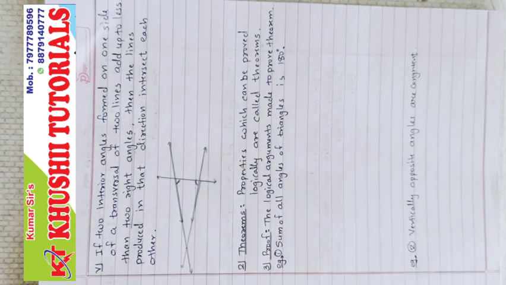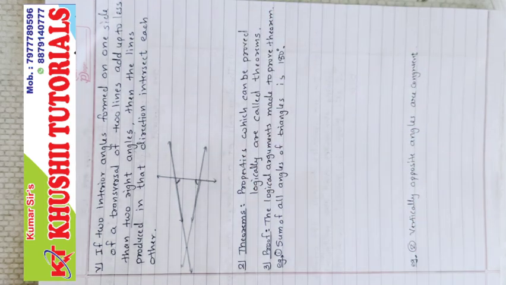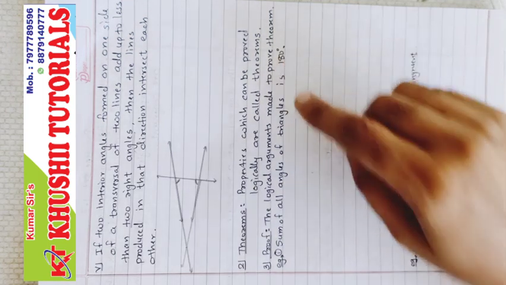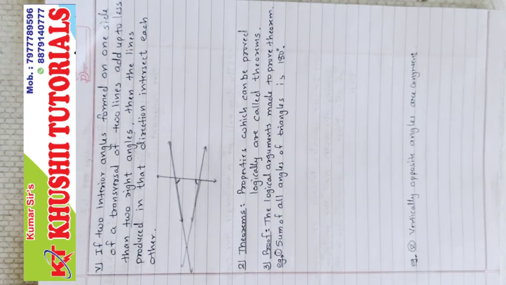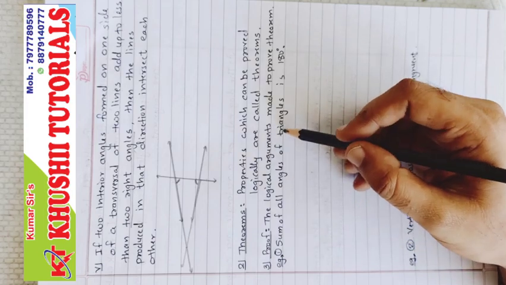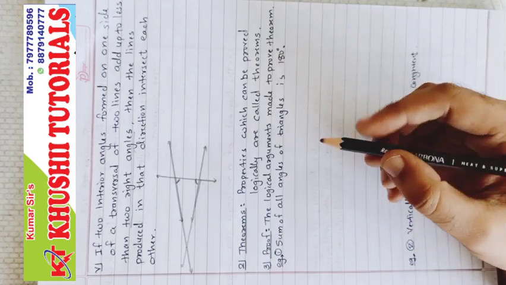The next one, theorem. Properties which we can prove logically are called theorems. So let's prove one theorem. And then the second is proof. The logical arguments made to prove the theorem are called proof. The sum of all angles of a triangle is 180 degrees. This is the statement. Now we need to prove that the sum of all angles of a triangle is 180 degrees.